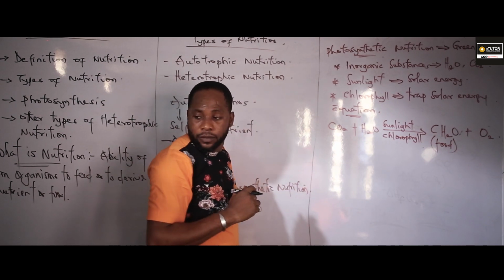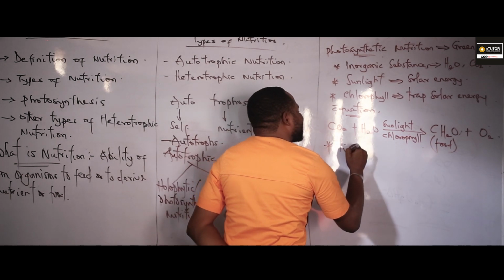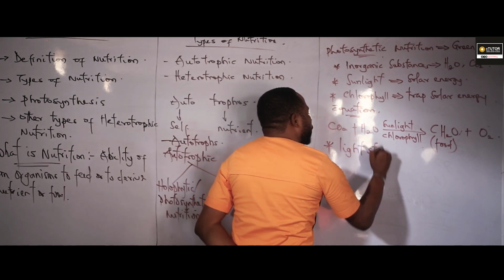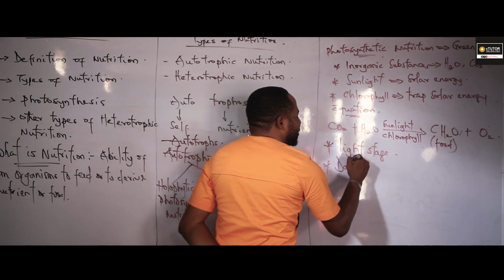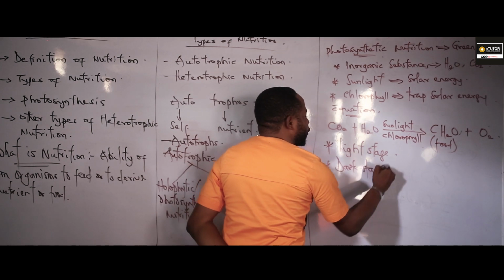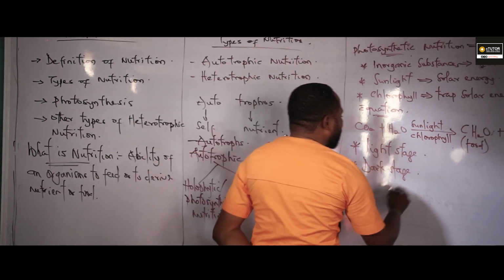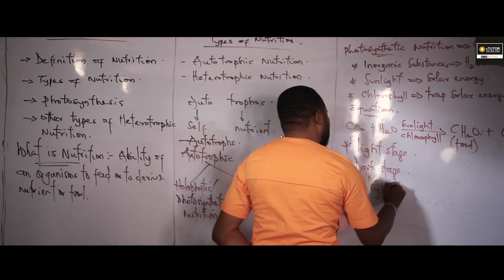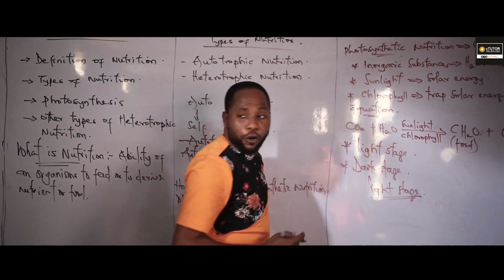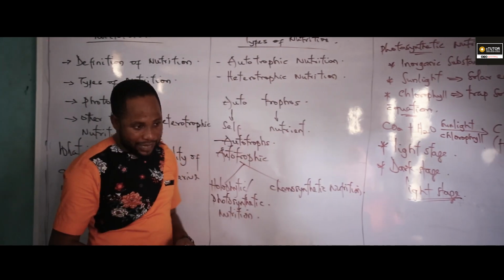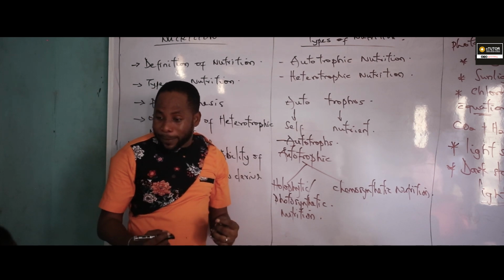Also, this process involves 2 stages. The first one is referred to as the light stage of photosynthesis, and the second one is referred to as the dark stage of photosynthesis. Do you understand that? So let me quickly summarize these 2 stages. The first one, the light stage of photosynthesis, occurs during the day in the presence of sunlight.